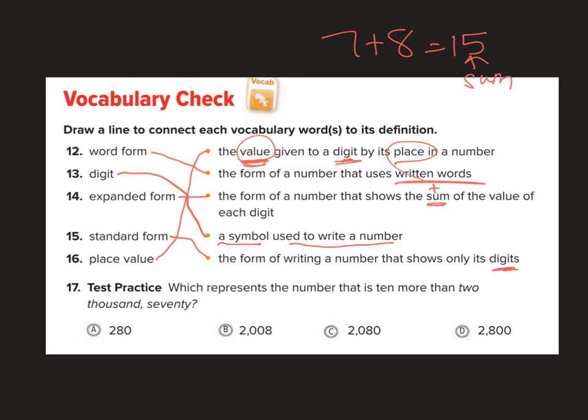Okay, test practice. Which represents the number that is 10 more than 2070? So 2070, which would be 10 more. So if I added one to the tens place, I would get 2080. Oh, here we go, letter C.